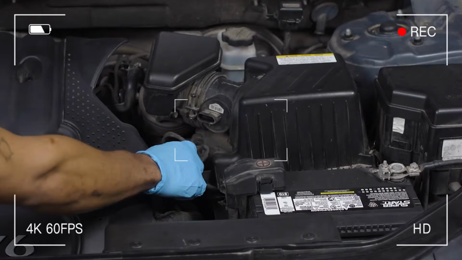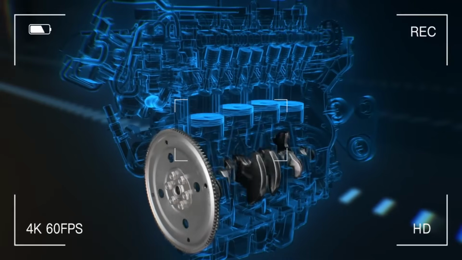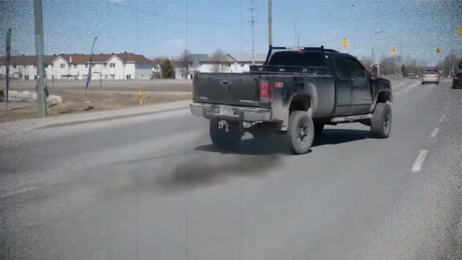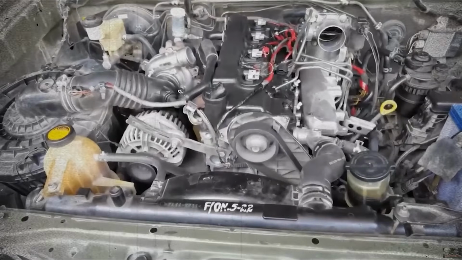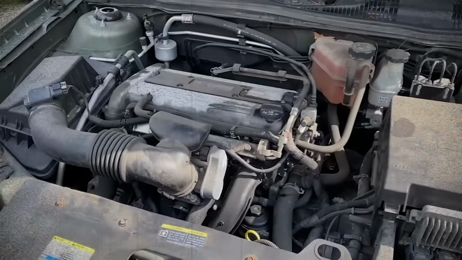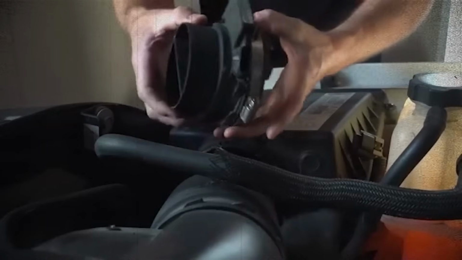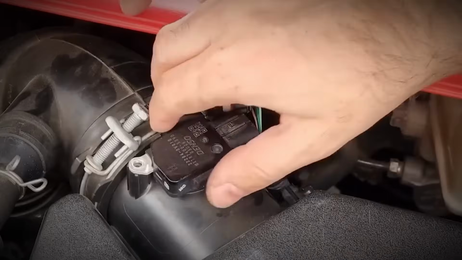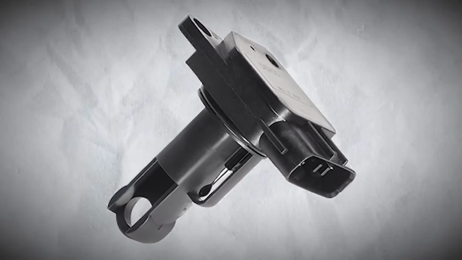MAF sensor issues can cause a wide range of engine problems, from rough idling to reduced power and poor fuel efficiency. But in many cases, the root cause isn't the sensor itself, but dirt, air leaks, or electrical irregularities. Regular maintenance, such as keeping the air filter clean and checking for intake leaks, can greatly extend the life of your MAF sensor. By understanding how this small but vital component works, you can diagnose problems more accurately, avoid unnecessary repairs, and keep your engine running smoothly for years to come.